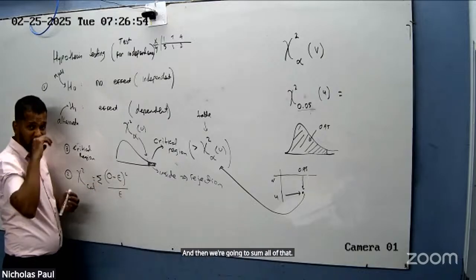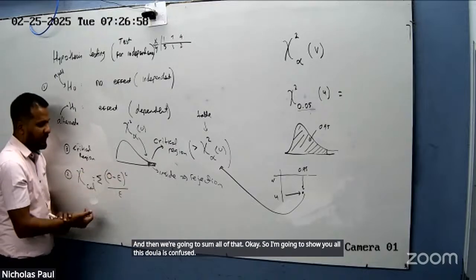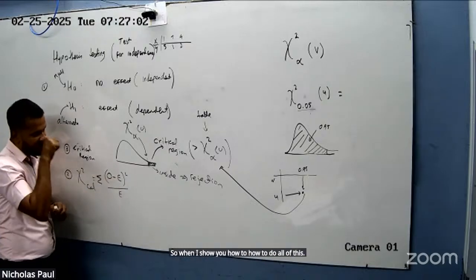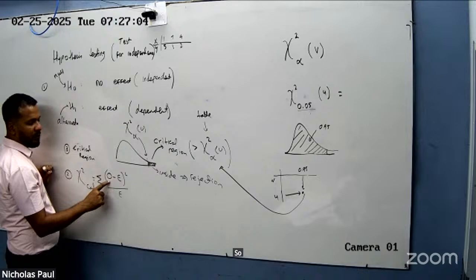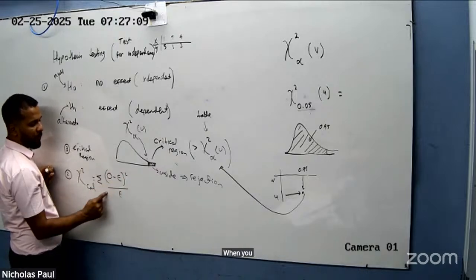Okay? So I'm going to show you all this, don't let us confuse it. There's just the formula you're using, right? So I'm going to show you how to do all of this. So you have the observed. I've given you that. You have to work out this. When you work it out, you follow this formula and add it up.